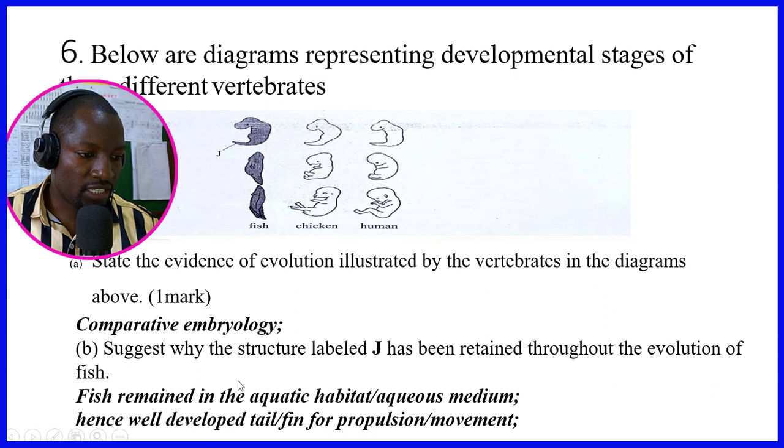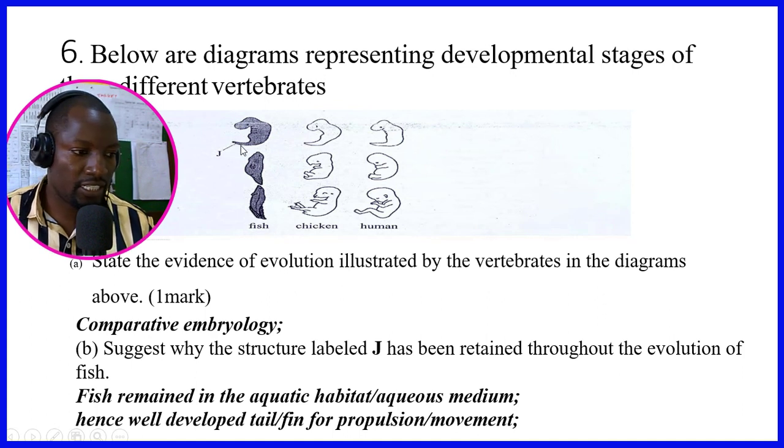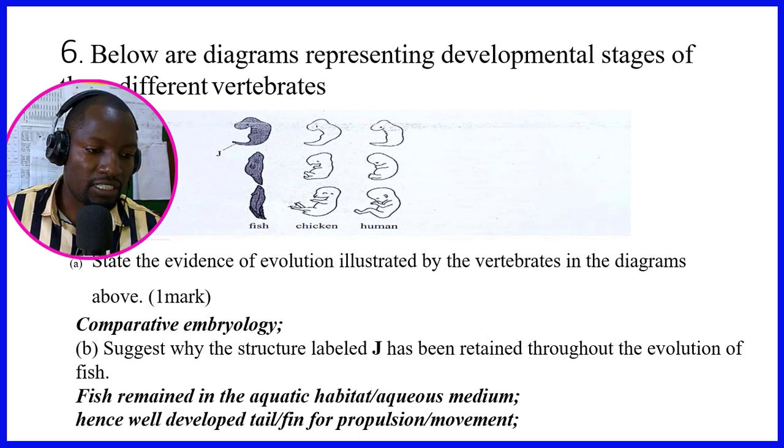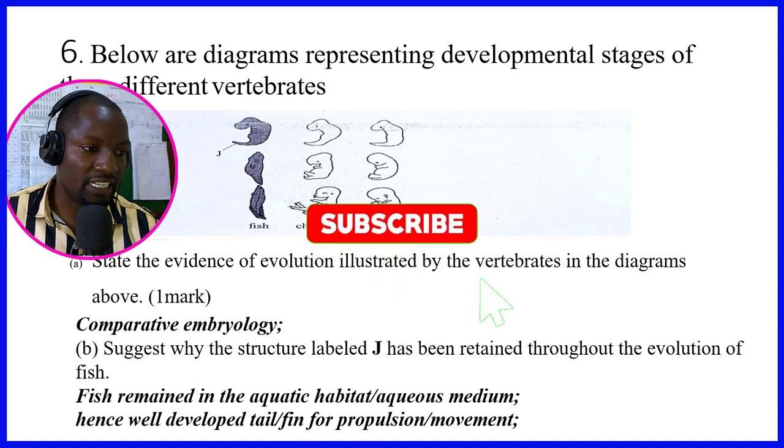Now, suggest why the structure labeled J has been retained throughout the evolution of fish. The structure labeled J is actually the tail. But when you look at chicken and then human, at the end of the stage, the structure J, which is a tail, tends to disappear. But in fish, it persists. Why? Because fish remain in the aquatic habitat, an aqueous medium, and it utilizes that tail for movement, for propulsion. So it is still important even at the later stage.